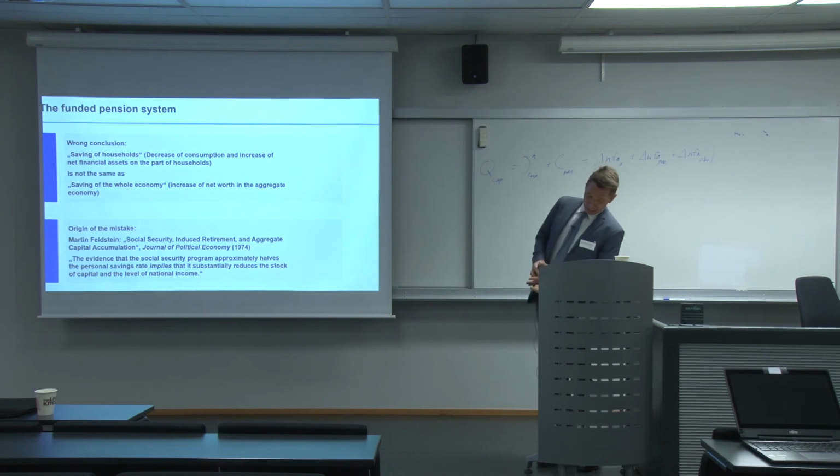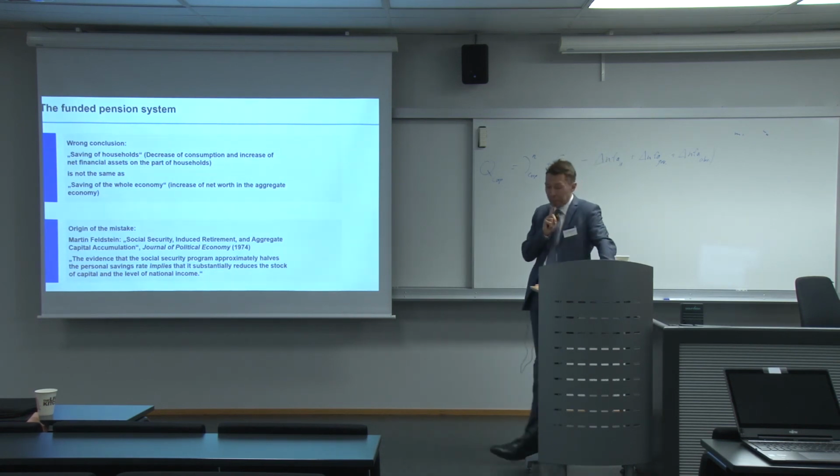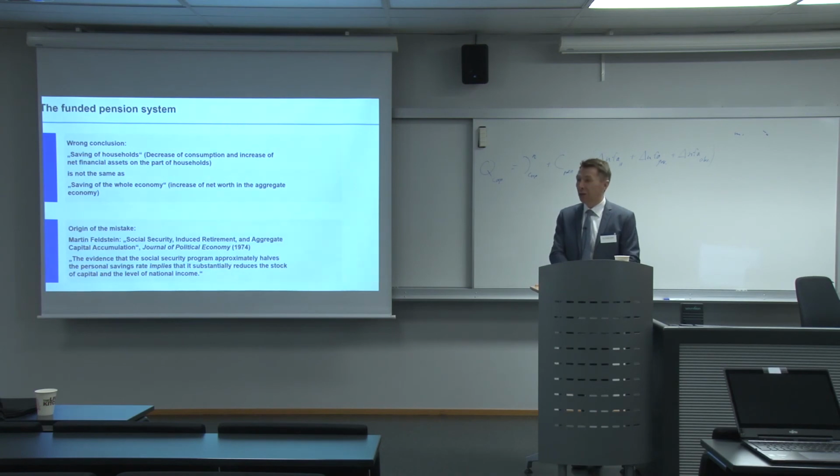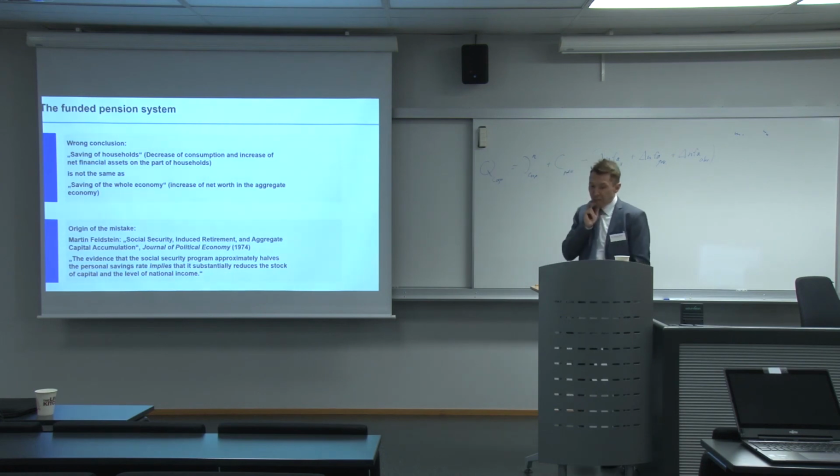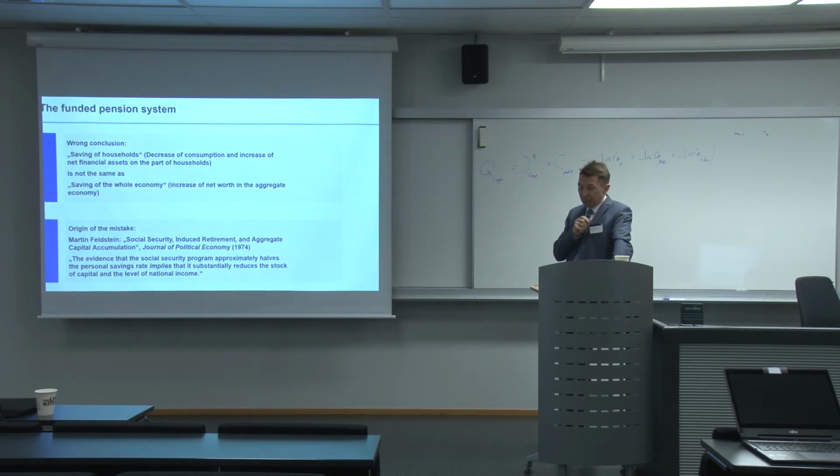The argument that a pay-as-you-go system leads to a reduction of households' savings and therefore to a reduction of real capital accumulation originates in a paper by Martin Feldstein of 1974. And here you find the origin of the mistake, I think. If one takes a closer look at this paper, it can be seen that the different meanings of saving are not distinguished clearly, or that Feldstein implicitly assumes lockstep behavior, respectively. The topic of the paper is whether the existence of a pay-as-you-go system reduces private household saving and whether it influences the date of retirement.